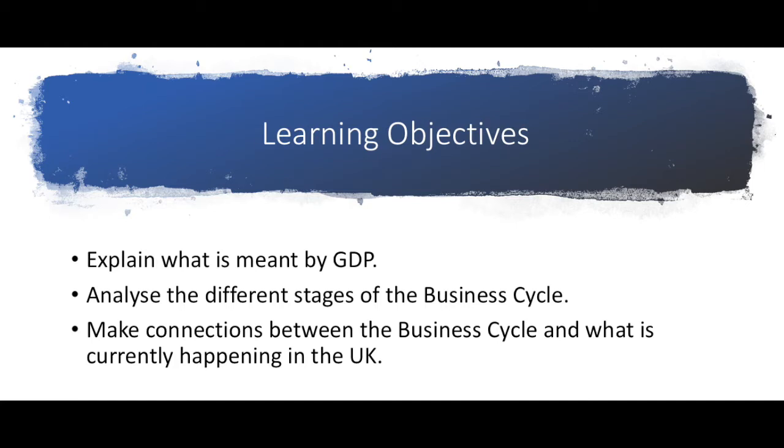Hi everyone. So today's learning objectives are: first, we're going to explain what is meant by GDP. Secondly, we're going to analyse the different stages of this thing called the business cycle. And lastly, we're going to make connections between the business cycle and what's currently happening in the UK.